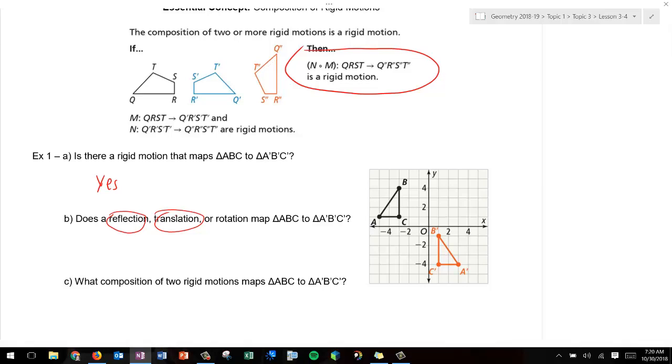The third part of this question is, what is the composition? That's got some flexibility to it. You have the ability to slide it first and then reflect it, or you can reflect it first and then slide it after that. I personally like to get the orientation correct first and then slide it to where I need to. So the easiest thing for me is to reflect over in order to get the orientation in the correct direction, which is to reflect over the y-axis.